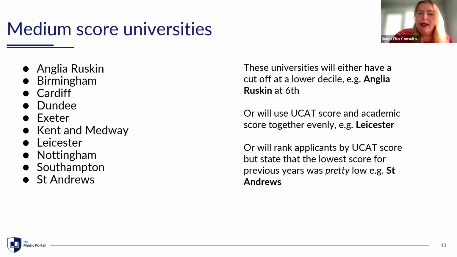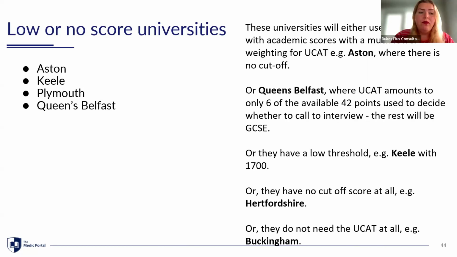Medium are those more holistic places. So it could be that places like Anglia Ruskin have a cutoff at a lower decile compared to the higher universities just mentioned, or that there is a numerical calculation of sorts combining factors like UCAT and academic history together to create a score, like Leicester, or that they do rank applicants, but they state that the lowest score that they selected was actually pretty low. So St Andrews is quite accommodating for their cutoff scores, so we put them in that medium category.